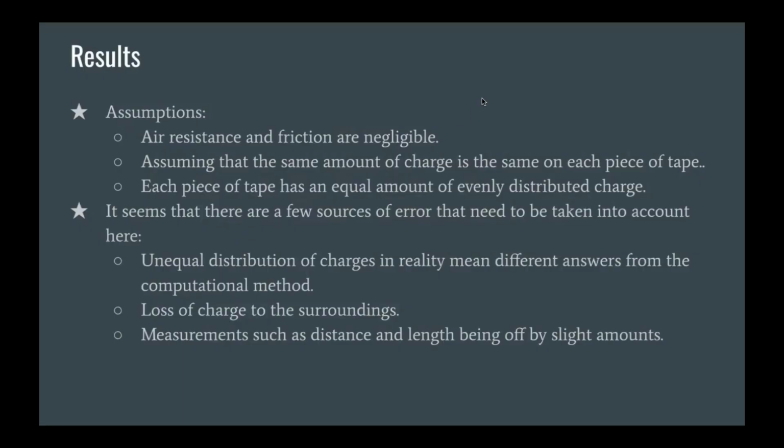Now, my results. Some assumptions we made was that air resistance and friction are negligible. We assumed that the same amount of charge is on the same piece of tape. We also assumed that each piece of tape has an equal amount of evenly distributed charge. But it seems like there are a few sources of error here that need to be taken into account. Unequal distribution of charges in reality means a different answer from the computational model and what we had last time with our physical model. We neglected to think about the loss of charge to the surroundings and measurements such as distance and length being off by solid amounts.